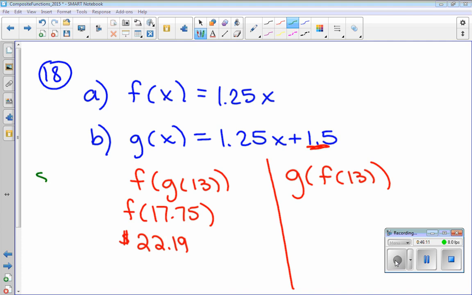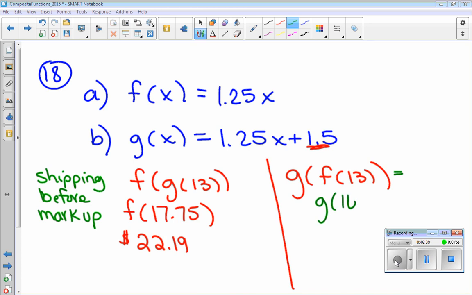So let's just write it down. So this is shipping before markup. And I think that's D. I think you're right. And this is going to be the shipping after the markup. So let's plug 13 into f. 1.25 times 13. Oops. And I get 16.25. Plug that into g, and I get $22.81.